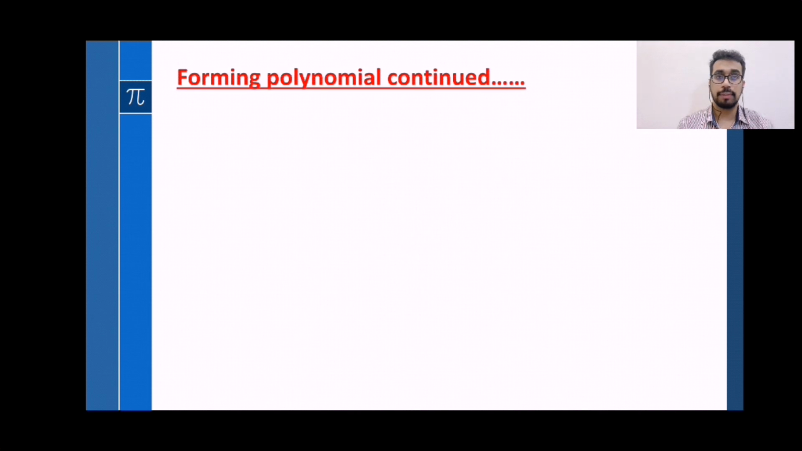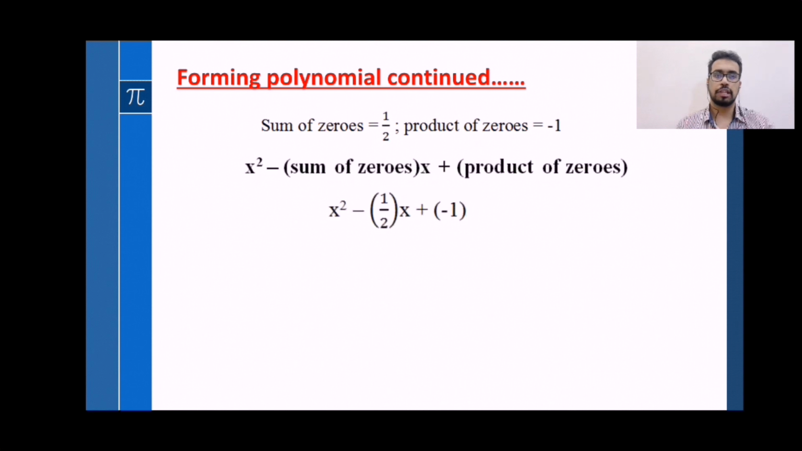Now, in some cases, we observe that the sum of the zeros and the product of the zeros are directly given. In that case, there is no need for us to add or multiply. Directly, we can substitute the values and get our final answer.